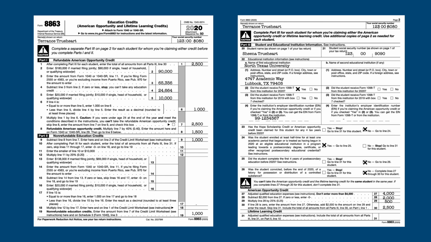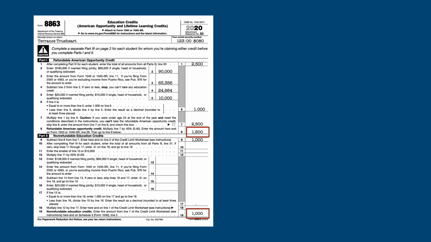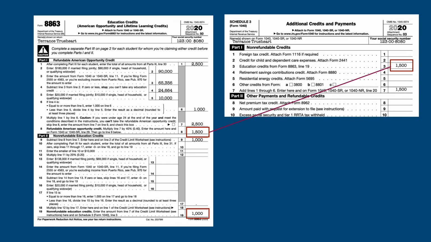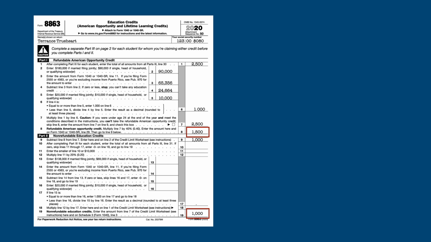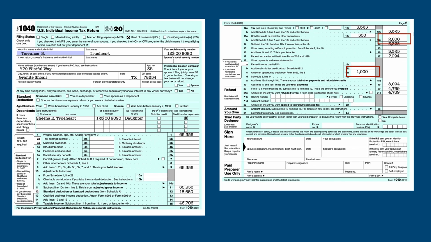For the education credit, Terrence uses Sheena's 1098-T from North State University to prepare this Form 8863. It looks like he is eligible for a $1,500 non-refundable education credit and a $1,000 refundable credit. The non-refundable credit goes on Schedule 3, Part 1, and then is added to his credit for other dependents, and the total is entered on line 13B of page 2 of the 1040. The refundable part of the education credit goes directly on the revised 1040.